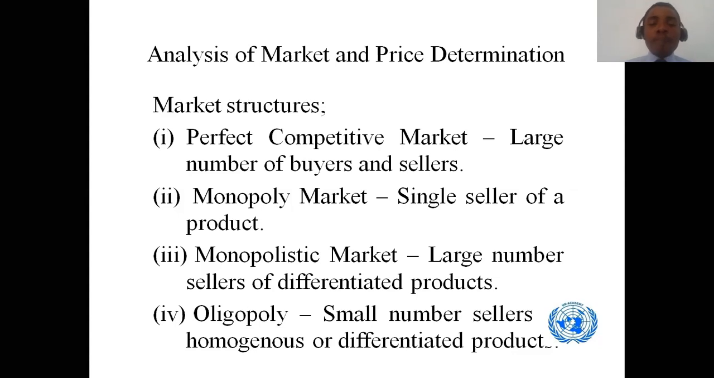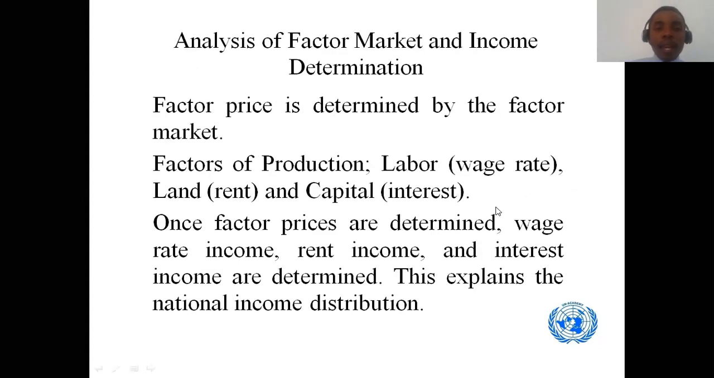Monopolistic market. In a monopolistic market, a large number of sellers of differentiated products exist. So you have different sellers of differentiated products. Oligopoly is like the opposite of the monopolistic market. You have a small number of sellers of homogeneous or differentiated products. I know those are clear.